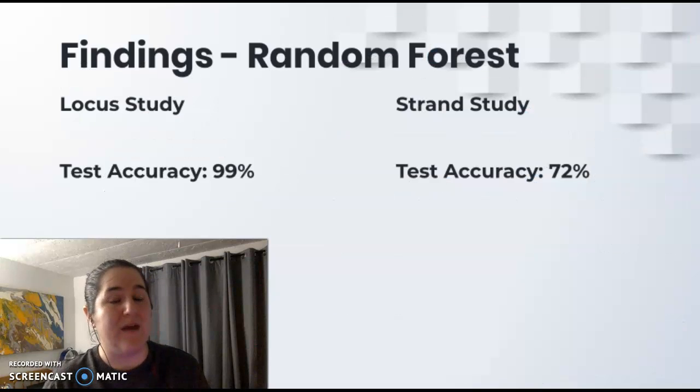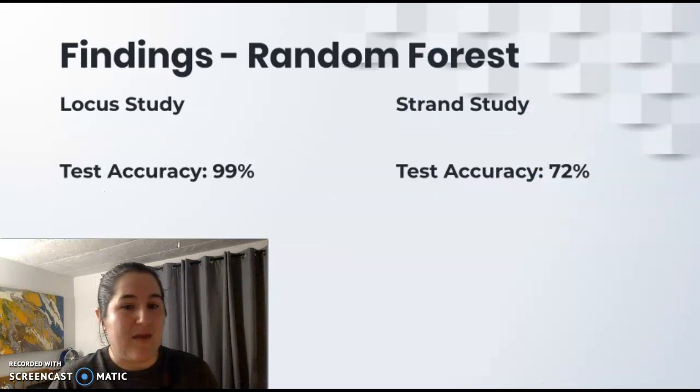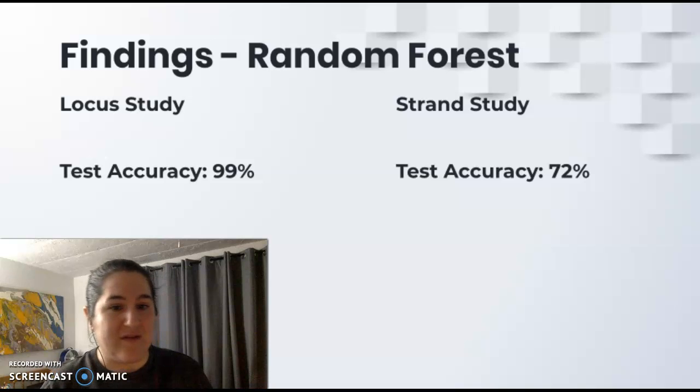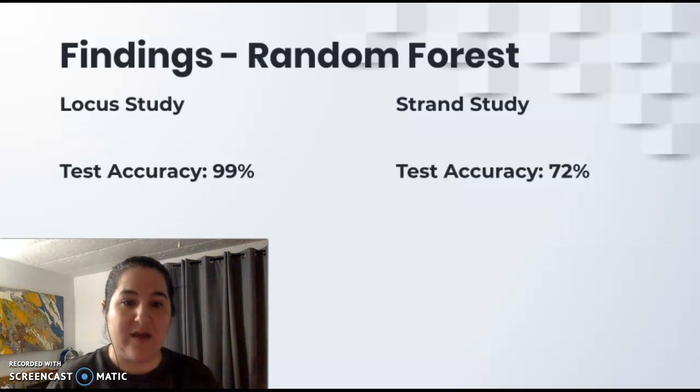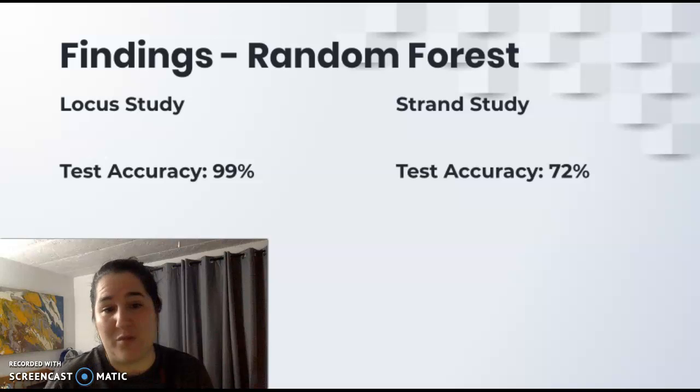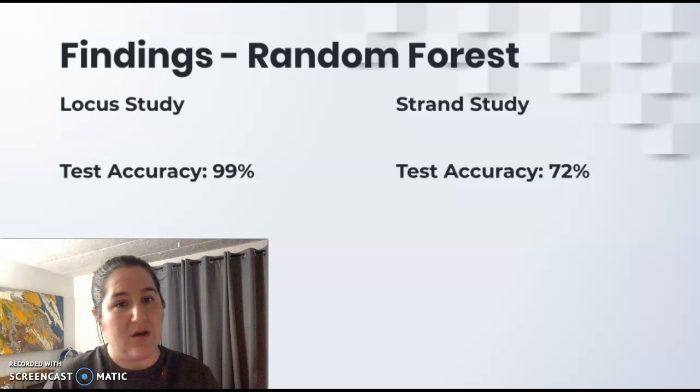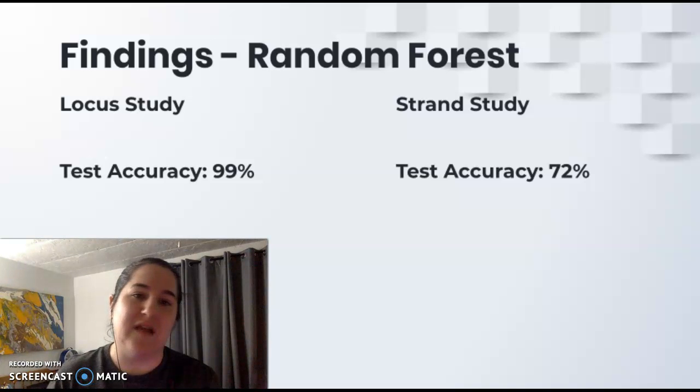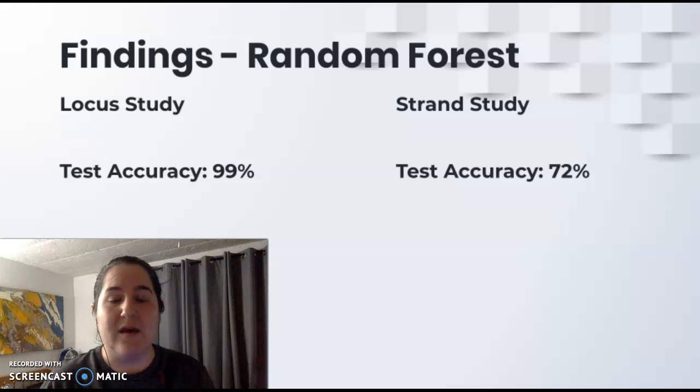And what I ended up finding was that in the case of the strand study, is this a protein or not a protein? I got a testing accuracy of around 72%, which means that there is something going on, but we can't really predict it accurately. We would need to maybe incorporate some other data to really drive at what's going on.